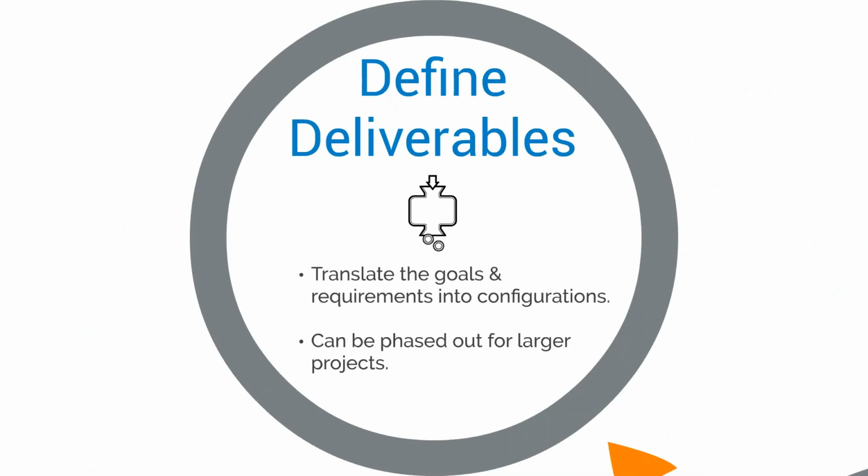Now let's talk about deliverables. So deliverables are what you're actually going to configure. So what's going to be delivered in order to be able to make this project meet your requirements and goals. And so this is where we translate the goals and requirements into specific software configurations.